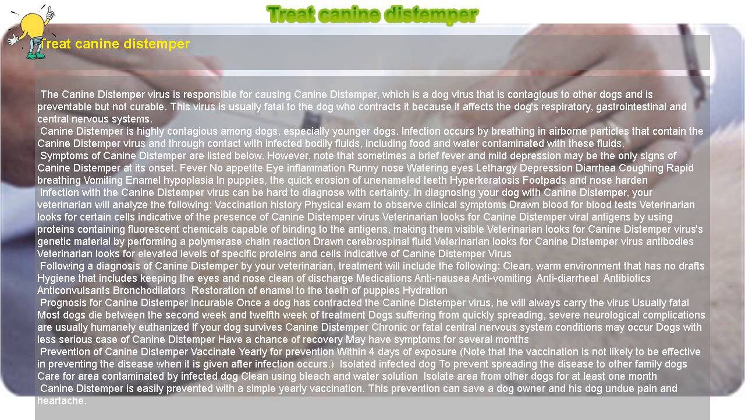If your dog survives canine distemper, chronic or fatal central nervous system conditions may occur. Dogs with a less serious case of canine distemper have a chance of recovery, but may have symptoms for several months. Prevention of canine distemper: vaccinate yearly, and within 4 days of exposure. Note that the vaccination is not likely to be effective in preventing the disease when it is given after infection occurs.